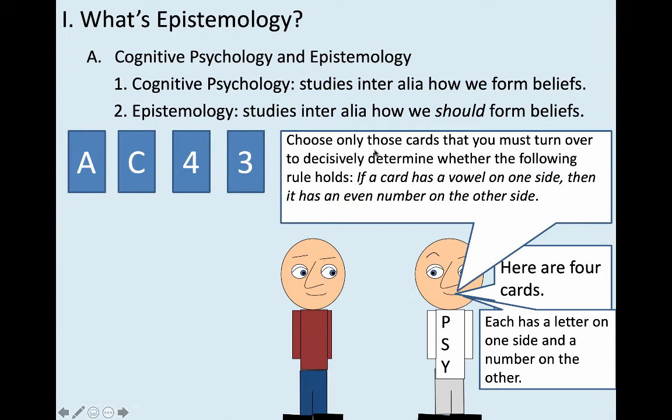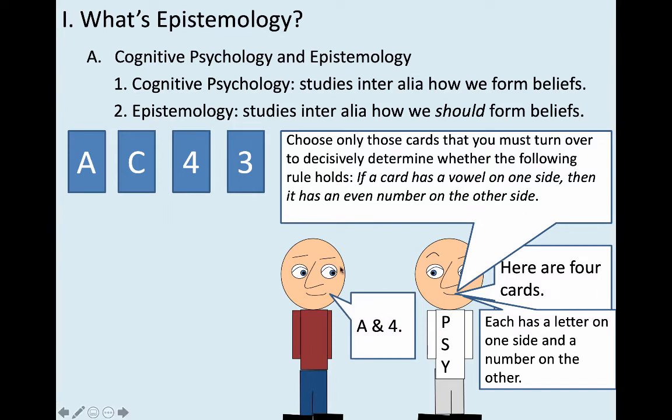We want you to choose only those cards that you must in order to determine whether the following rule holds. If it has a vowel on one side, so like this one has a vowel on one side, then it has an even number on the other side, on the opposite side of the card. If, say this is the front, then it has an even number on the back. Say this is the back, then it has an even number on the front. Okay, so if a vowel on one side, then an even number on the other side.